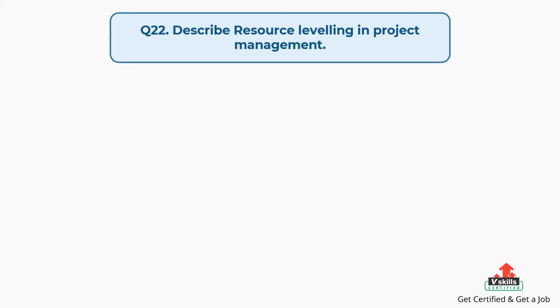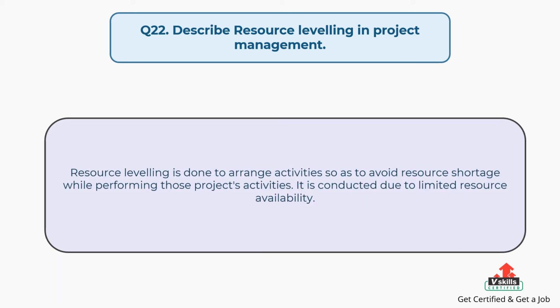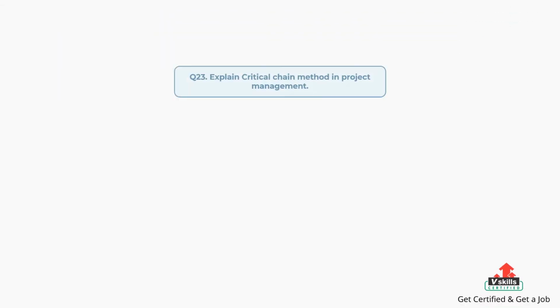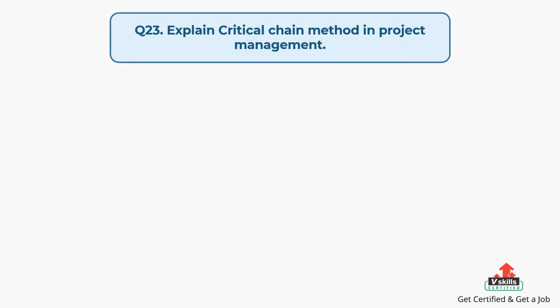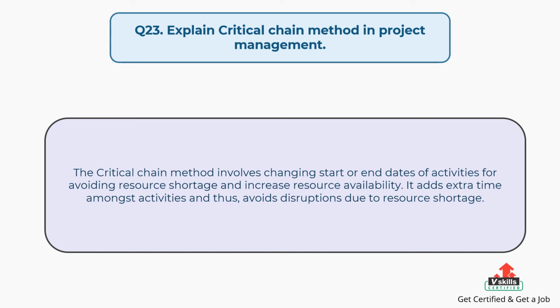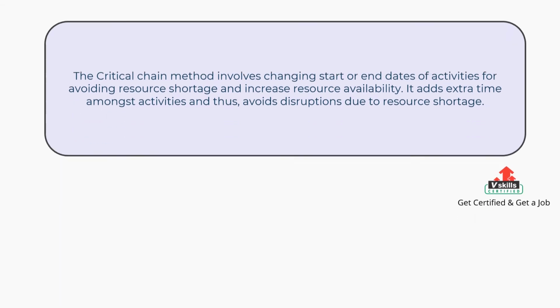Question number 22. Describe resource leveling in project management. The answer is, resource leveling is done to arrange activities so as to avoid resource shortage while performing those project's activities. It is conducted due to limited resource availability. Question number 23. Explain critical chain method in project management. The answer is, the critical chain method involves changing start or end dates of activities for avoiding resource shortage and increase resource availability. It adds extra time amongst activities and thus avoids disruptions due to resource shortage.